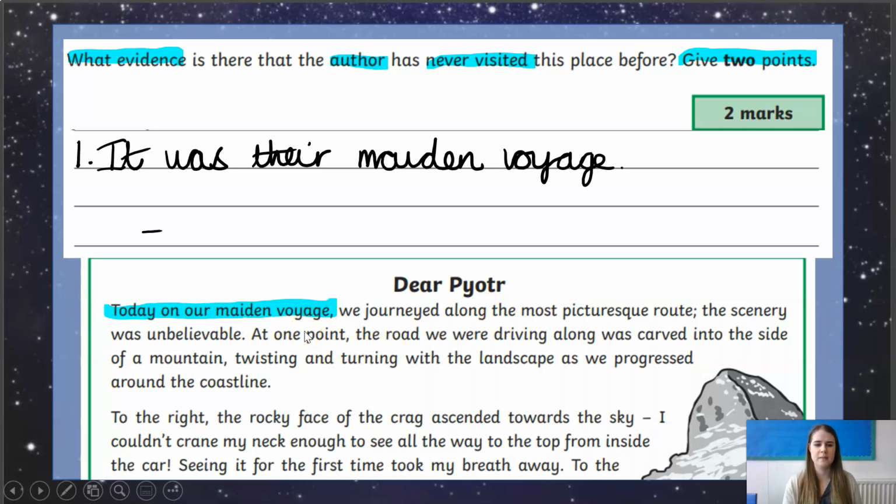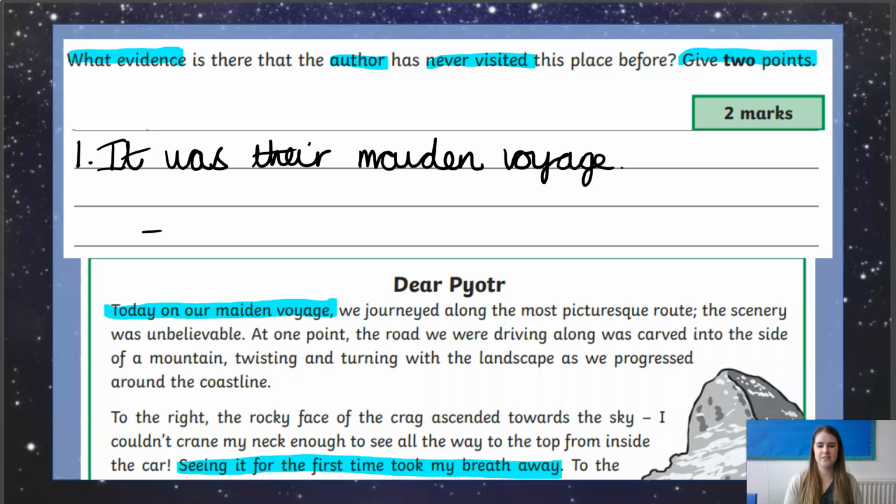Then it says further down here, to the right, the rocky face of the crag ascended towards the sky. So a crag is almost like a lip or an edge of a mountain or a rock face. I couldn't crane my neck enough to see all the way to the top inside the car. Seeing it for the first time took my breath away.